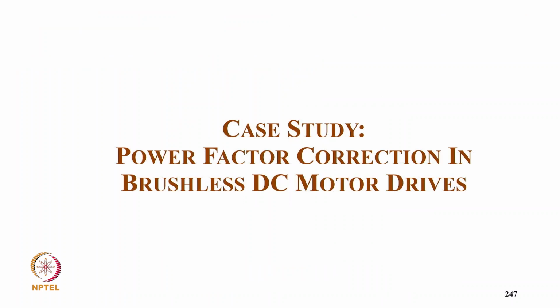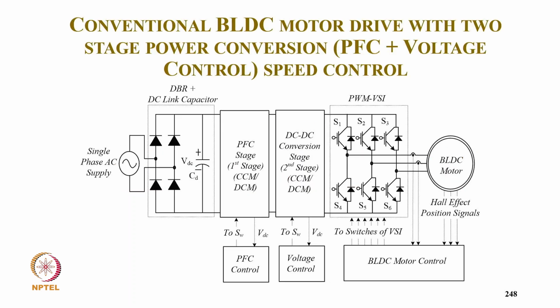Now coming to a case study, especially power factor correction in a BLDC brushless DC motor drive. So this is typically a conventional BLDC motor drive with 2-stage power conversion, PFC, voltage control, and speed control. We have a diode rectifier, after that a capacitor. We have a PFC stage operating in continuous conduction mode and DCM mode. Then the second stage is DC to DC conversion to control the supply voltage, and then we have an inverter for commutation. And of course we have feedback of position as well as current for controlling this.